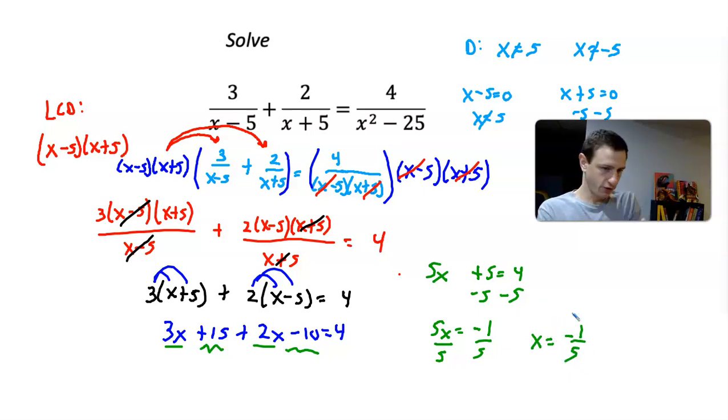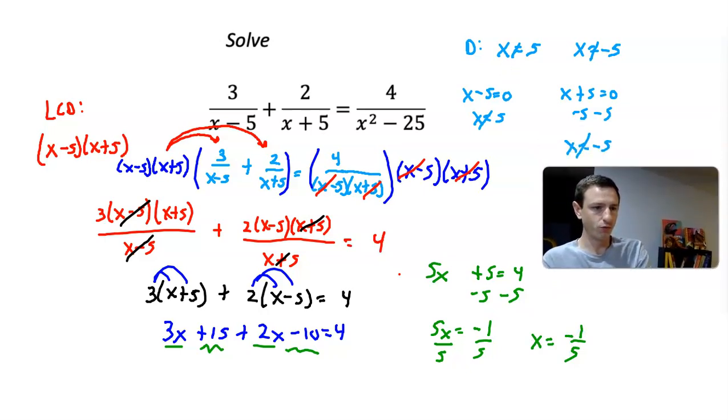So don't just circle this and move on. Double check what was our domain. Like what values can we not have? So the domain was all reals besides 5 and negative 5. So that means my answer of x equals negative 1/5 is fine. It's close to negative 5, but it's not quite. Negative 5 we cannot have, but we can have negative 1/5. So x equals negative 1/5 would be our answer. So that's how we would go about solving this rational equation.